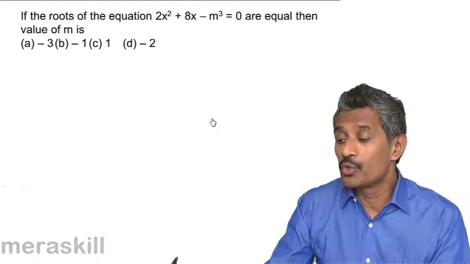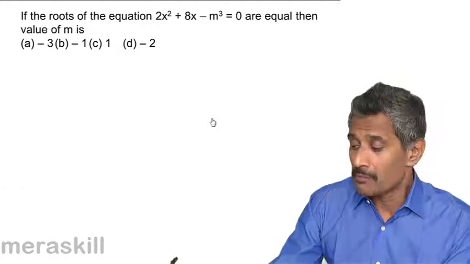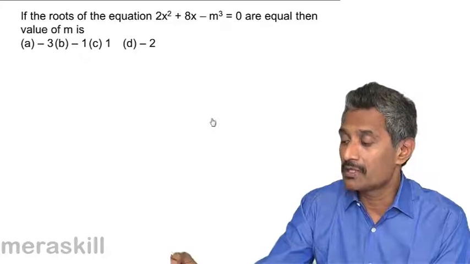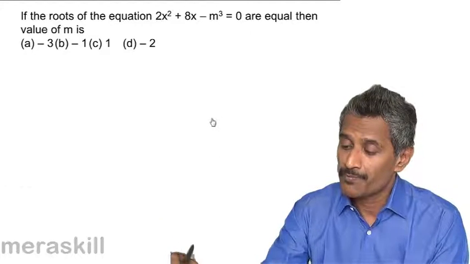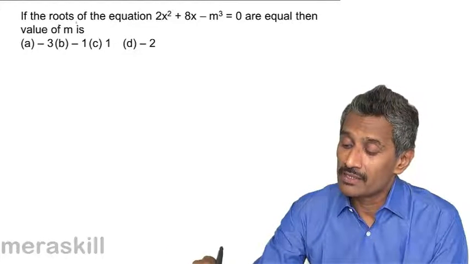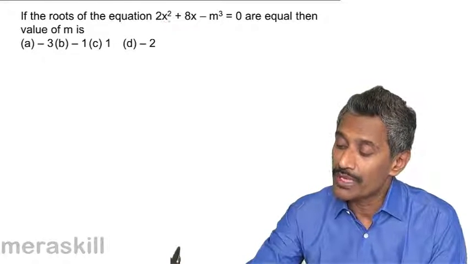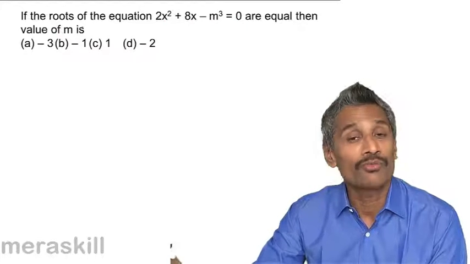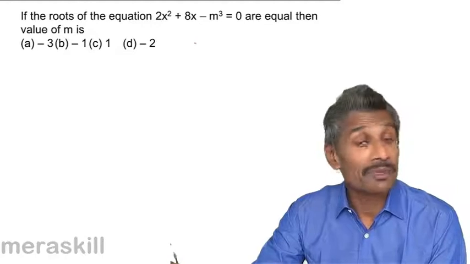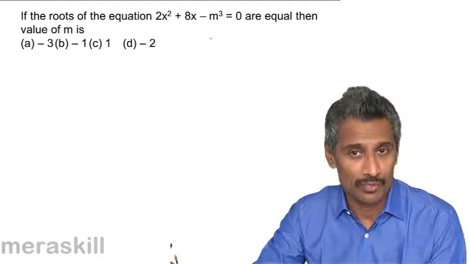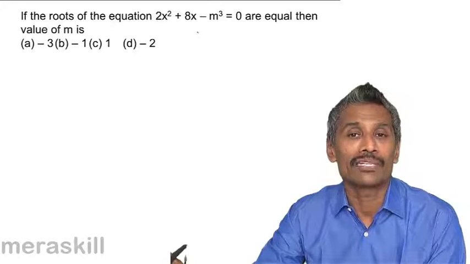Let's take up a few sums over here. Now before, there is also something else I would like to add once we finish this particular example, just to remind you. Now here, for example, we have a question: if the roots of the equation 2x square plus 8x minus m cube equal to 0 are equal, the value of m is? Now remember, whenever you have any question concerned with nature of roots, we have to quickly calculate b square minus 4ac.